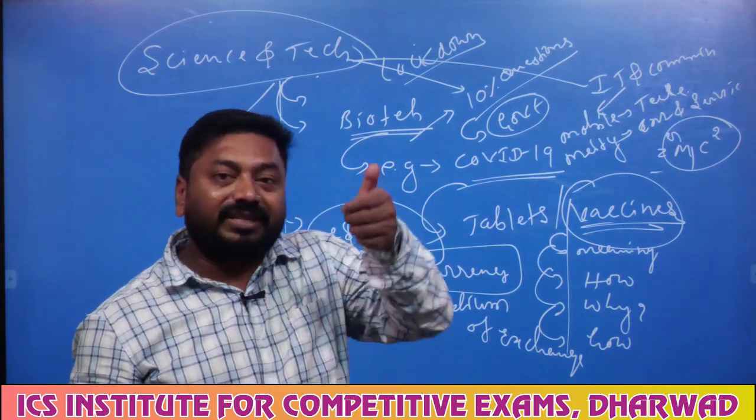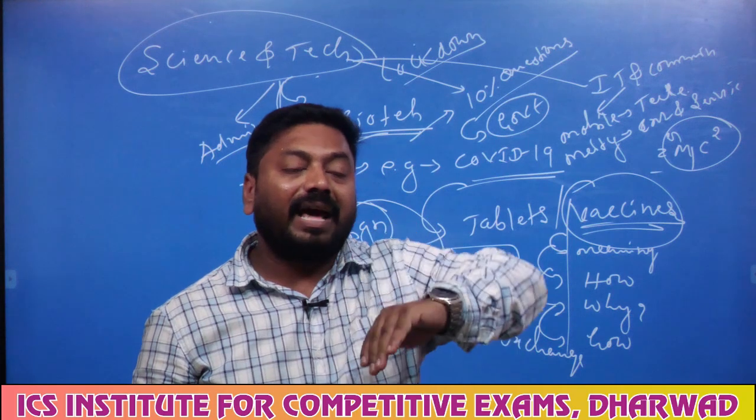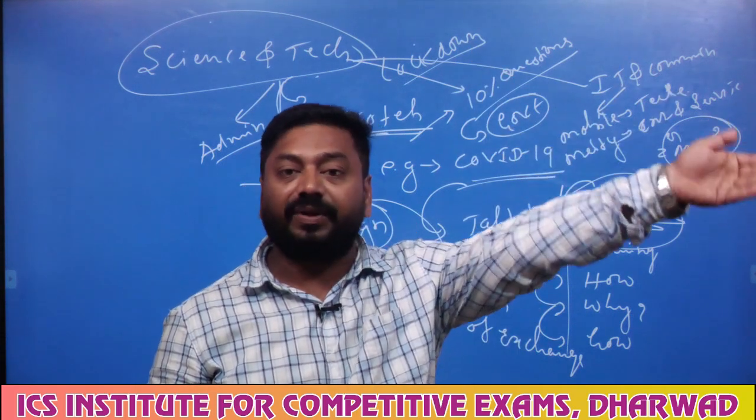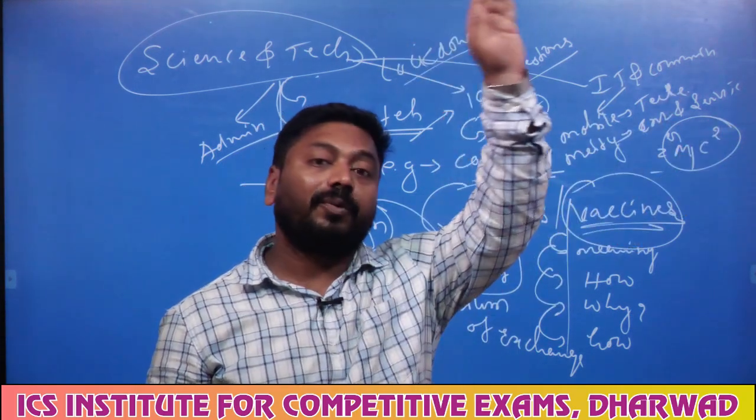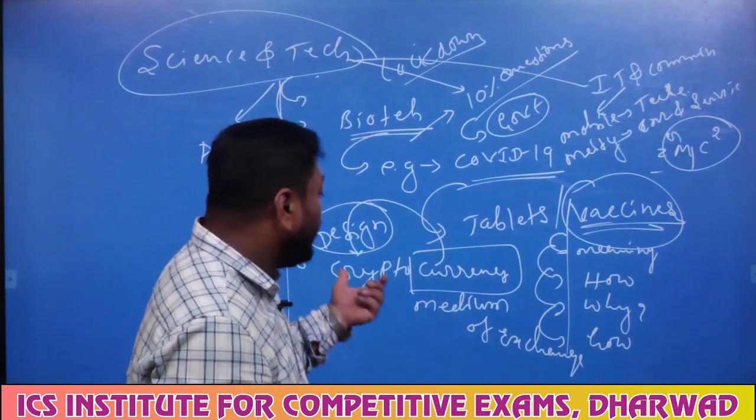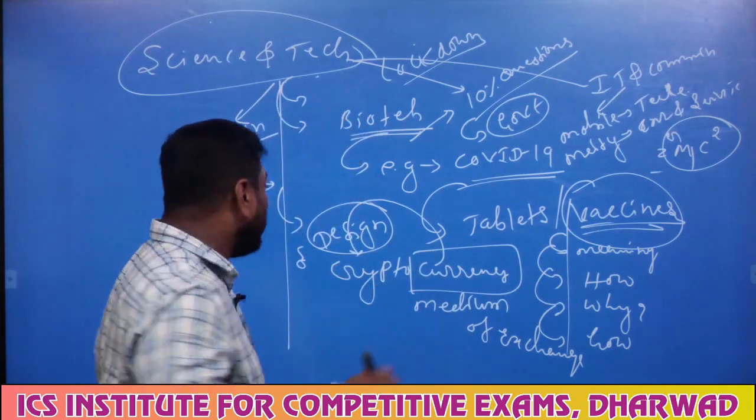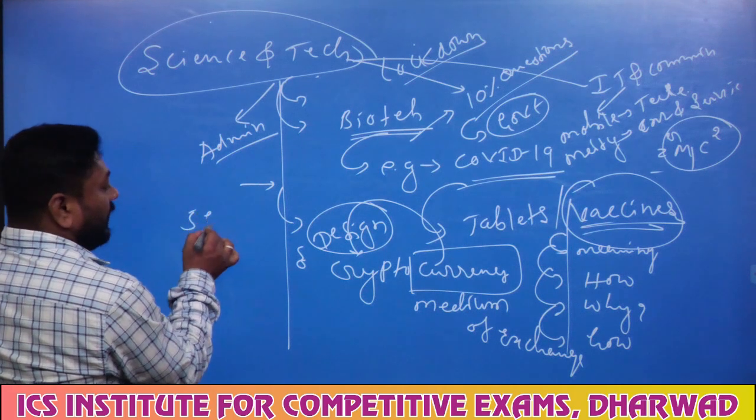Because if I am going to scan from my account, the amount will be credited directly to the receiver, right? Because that money will flow in digital form, that is cryptocurrency. Now we are talking about 5G, right?